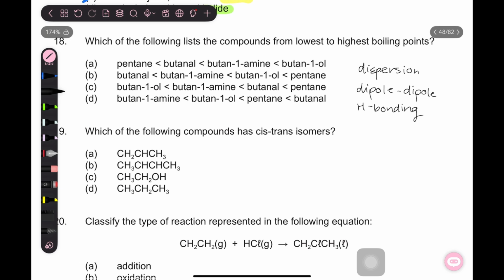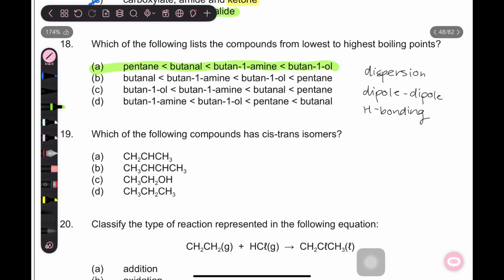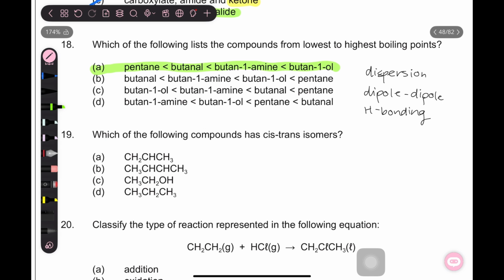Now, this question is actually a lot simpler than they could have made it, and I can go ahead and determine that A is the correct answer straight away. The reason why I can do this is because I know that pentane only has dispersion forces, and whilst it has the longest R chain compared to the other compounds, it does not have hydrogen bonding or dipole-dipole forces, which means that it must have the lowest boiling point. So that's why the answer is A.